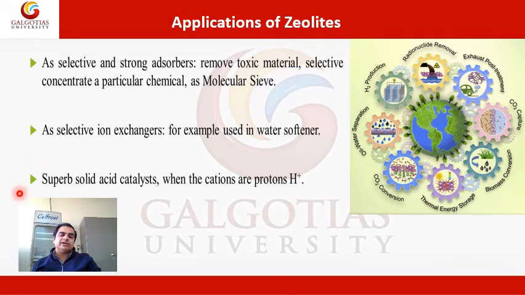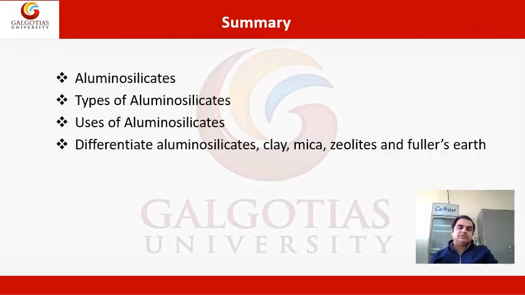These can also be utilized as a super solid acid catalyst when the cations are protons, that is H+ ions. This flow diagram shows that zeolites can be utilized for different purposes: hydrogen production, radionuclide removal, exhaust post-treatment, CO2 capture, biomass conversion, thermal energy storage, CO2 conversion, and at last, water separation techniques.